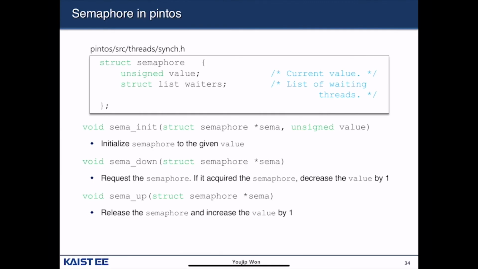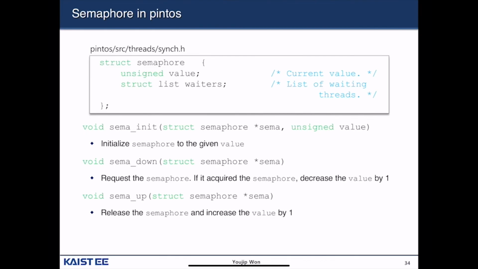We are going to briefly introduce the basic functions in semaphore and condition variable, and point out what kind of functions we have to modify in them. In semaphore, there are 3 functions. First one is sema init, which initializes a semaphore to a given value. The second one is sema down. It requests a semaphore, and if it is acquired, then the process proceeds.